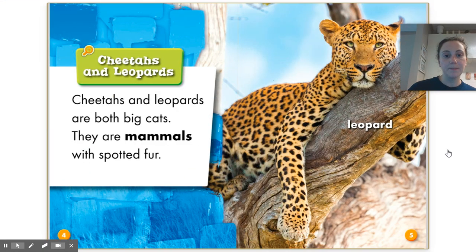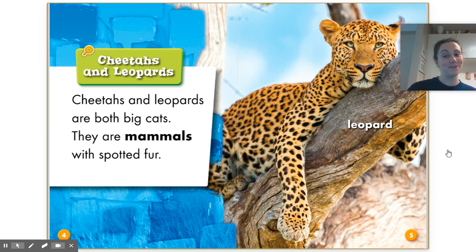Cheetahs and leopards. Cheetahs and leopards are both big cats. Did you hear the key word there? Both. That's a signal word for a similarity. So cheetahs and leopards are both big cats. So right off the bat, we already know one similarity between these two animals, and that is that they are both big cats. So that could be something you write in the middle of your Venn diagram.